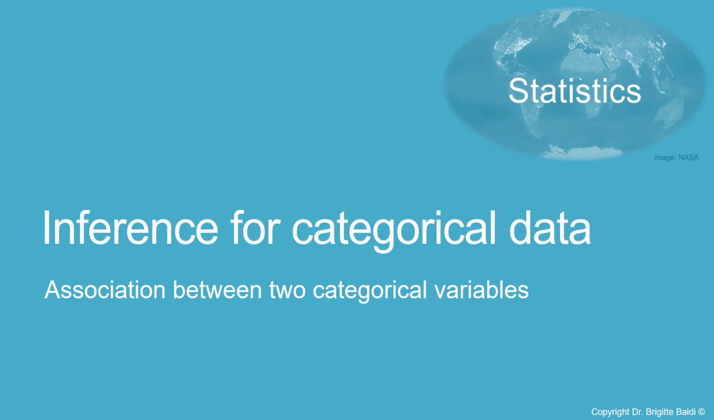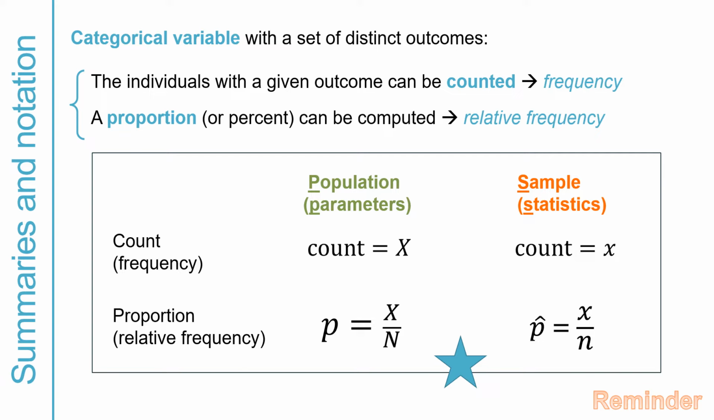In this video, we examine the approach needed in statistical inference to study the association between two categorical variables. First, a reminder. When we have categorical data, what we record for each individual is some feature, some characteristic, and we can summarize this variable either by looking at the frequency distribution. That means computing the count of individuals that have each of the characteristics that make up the variable, or from a relative frequency perspective, calculating the proportion of individuals that have each outcome.